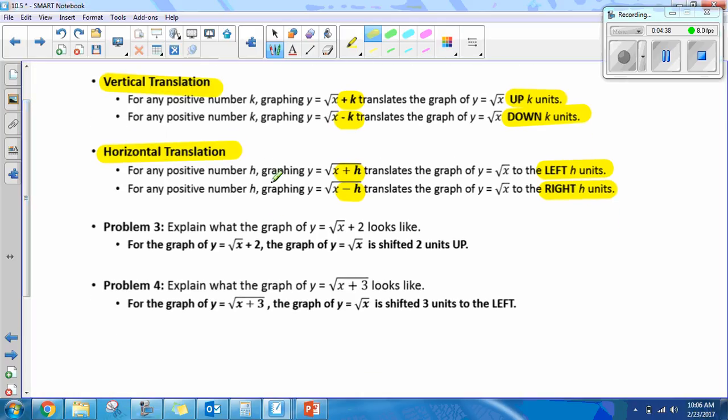Explain what the graph of y equals radical x plus 2 looks like. For this graph, the graph of y equals radical x, the parent function, is shifted 2 units up.